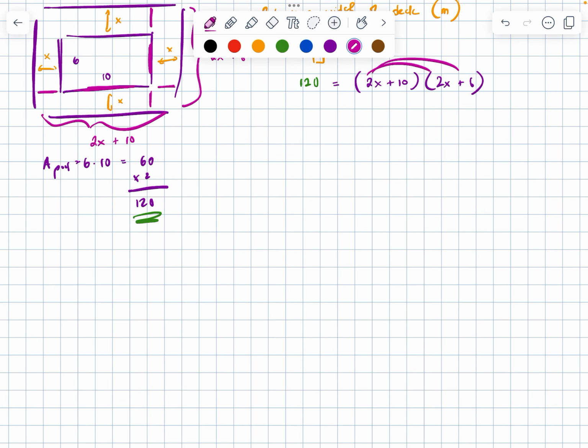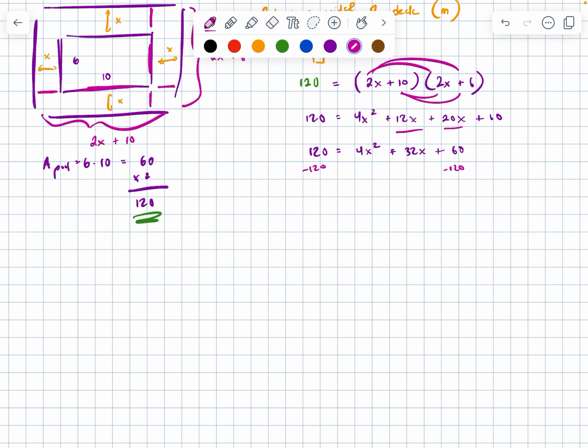And stop. So from here, once again, we'll begin with a little net wet. On the left, we've got our 120, and on the right, that should be equal to 2x times 2x, which is 4x squared. 2x times 6 is 12x. 10 times 2x is 20x, and 10 times 6 is 60. I need to combine those like terms over on the right side. So 120 should be equal to 4x squared plus 32x plus 60.